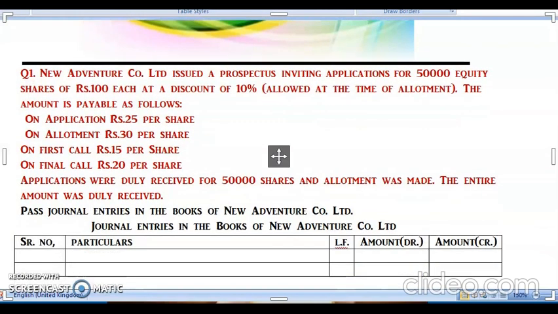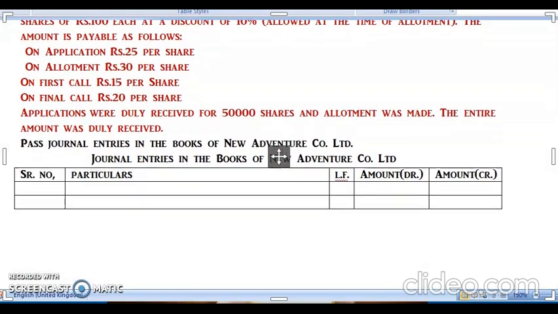proper good format. So this will be your format. Here I am writing the serial number. You can write the date also if dates are given in the question. Then you have particulars. After that LF and then the amount columns, amount which is debited, amount which is credited. Let us start with the first journal entry. So what do you have to do first? You have to receive the application money.